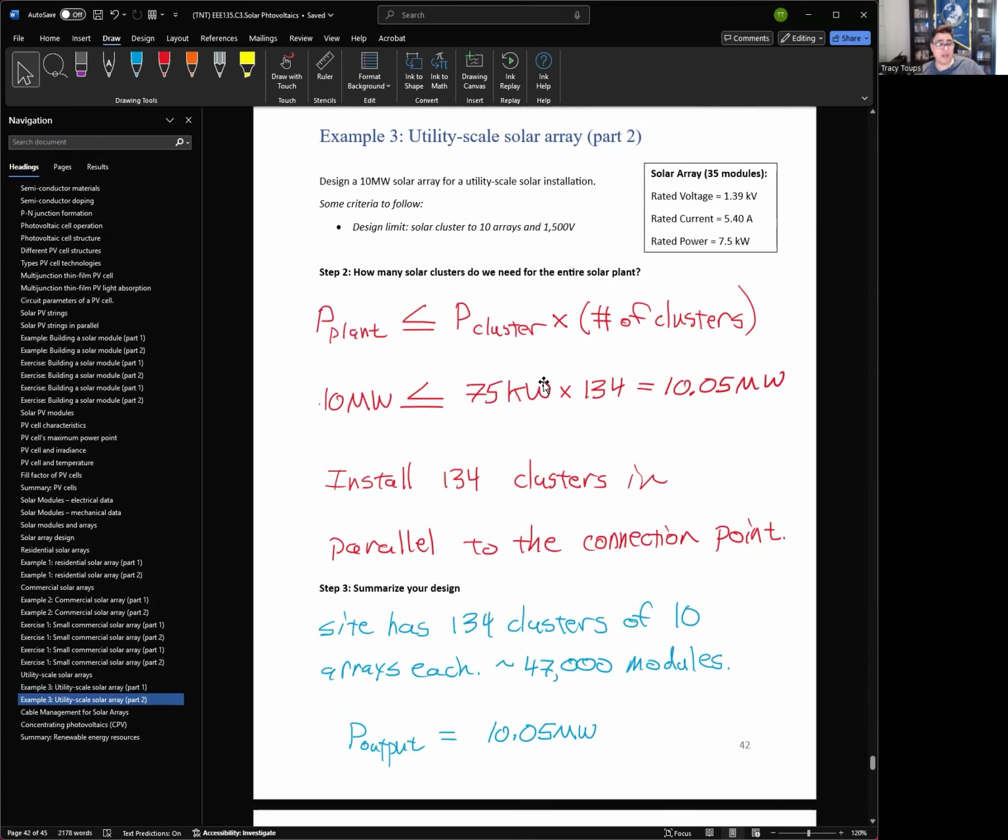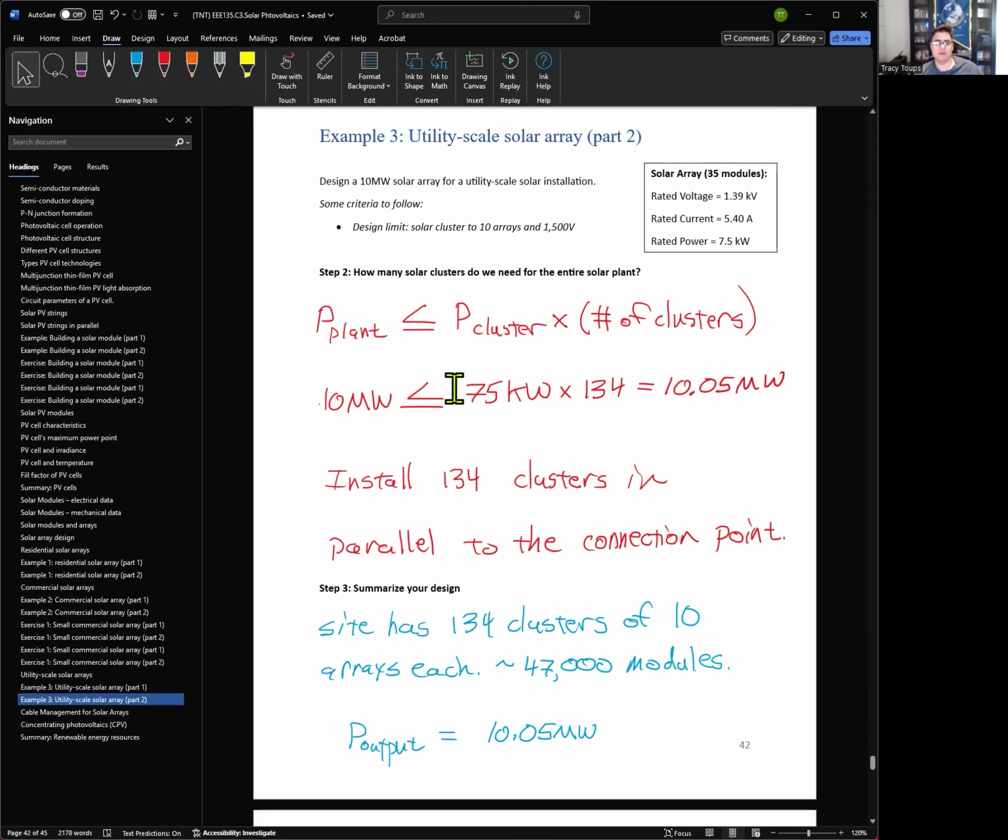All right, so we have a cluster of 75 kW. Now we copy and paste that over and over and over again until we get 10 megawatts. So now our design has to be above 10 megawatts, so greater or equal. Our cluster is 75 kW. How many clusters do we have to eventually get that 10 megawatt level?